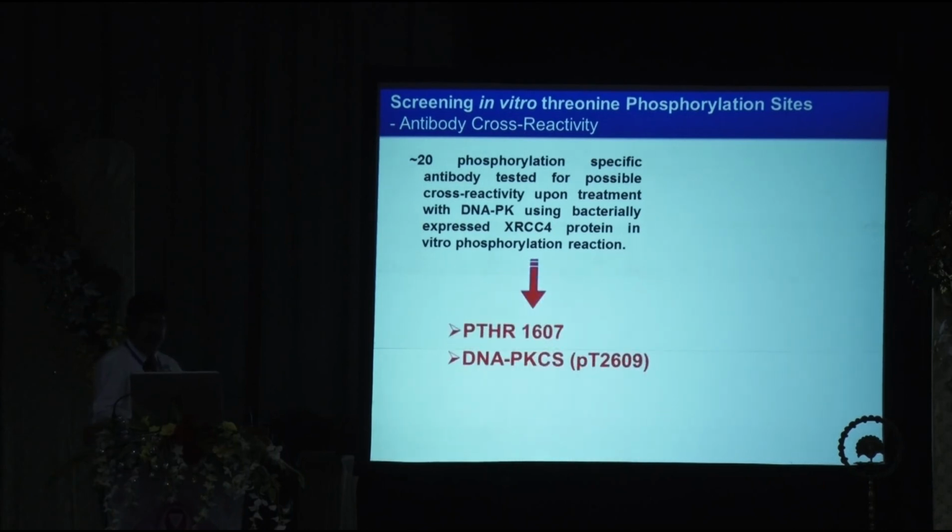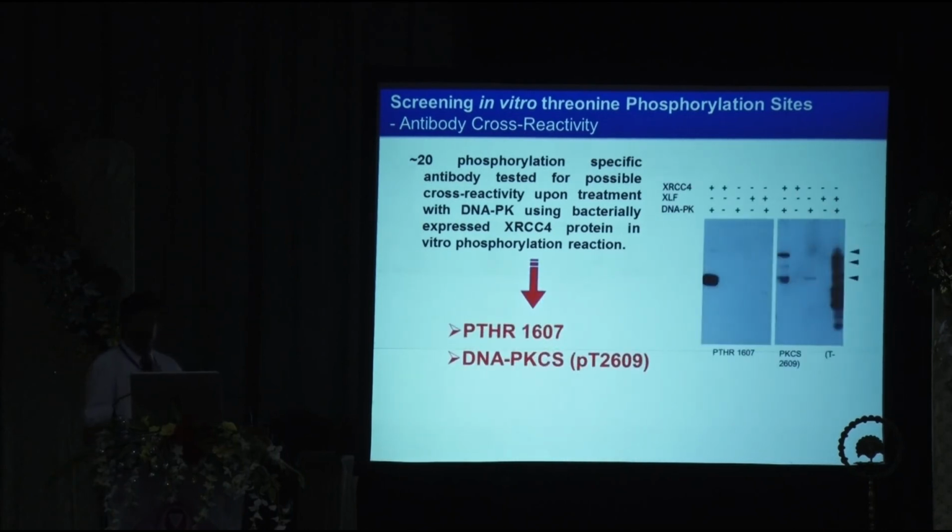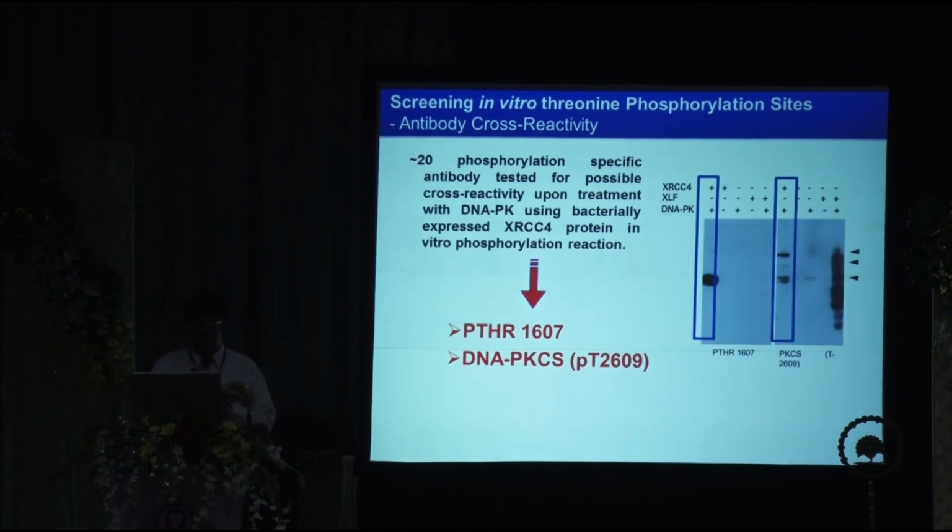So what we have done here is we used a bacterially expressed XRCC4 protein and then mixed DNA-PK, and we have seen phosphoryl signals with these two antibodies, the phosphothreonine 1607 antibody and also the DNA-PKcs T2609 antibody here. We can see phosphoryl signals in the XRCC4 DNA-PK lane here, and again in this XRCC4 DNA-PK lane with the DNA-PKcs T2609 antibody and the phosphothreonine 1607 antibody. Okay, so by this panel we know that threonine is also phosphorylated in XRCC4 protein.